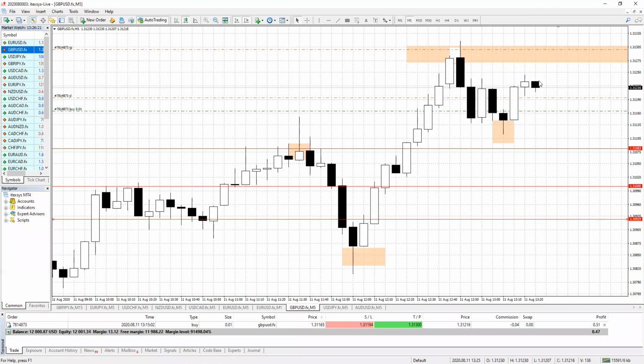But if it goes very slowly, reaches this area right here, and then forms like a tail on the upside, I might consider selling this area right here. In the meantime, there's not much to do. I did move my stop loss to here.